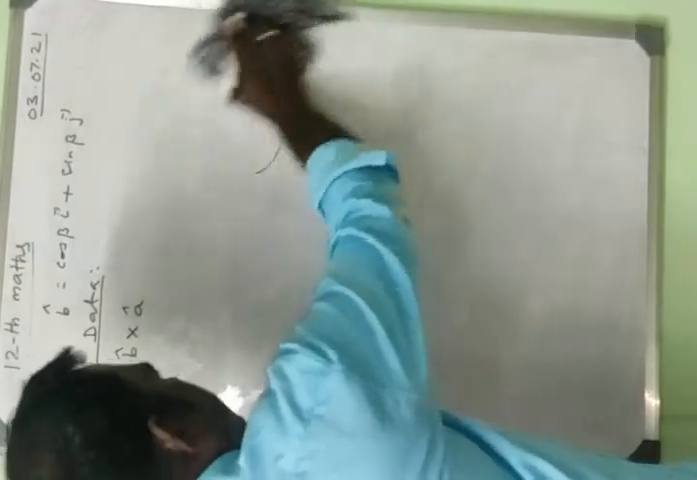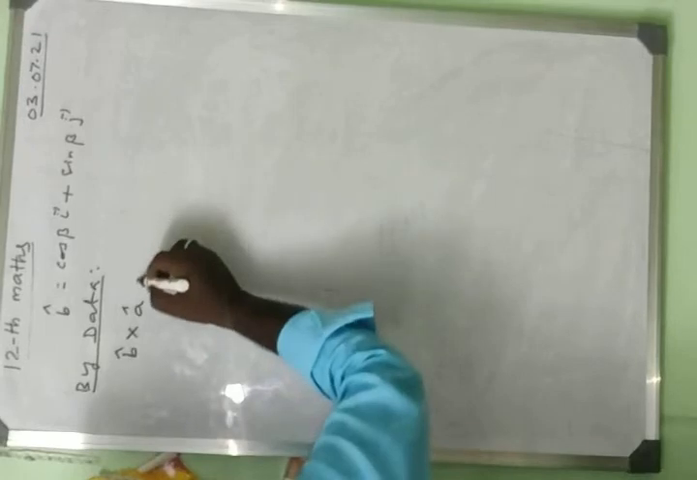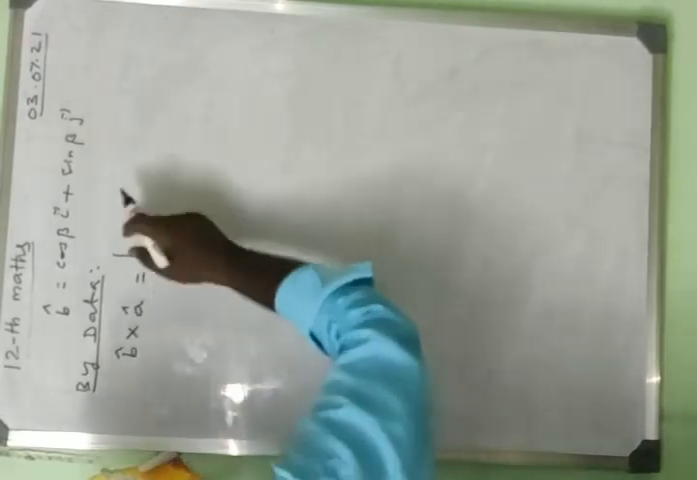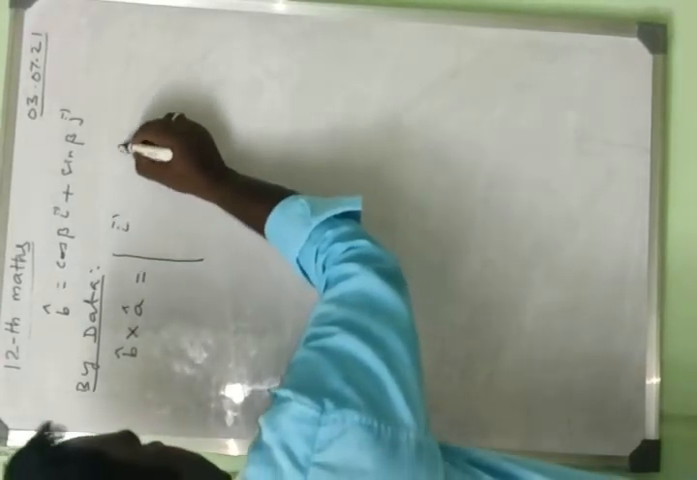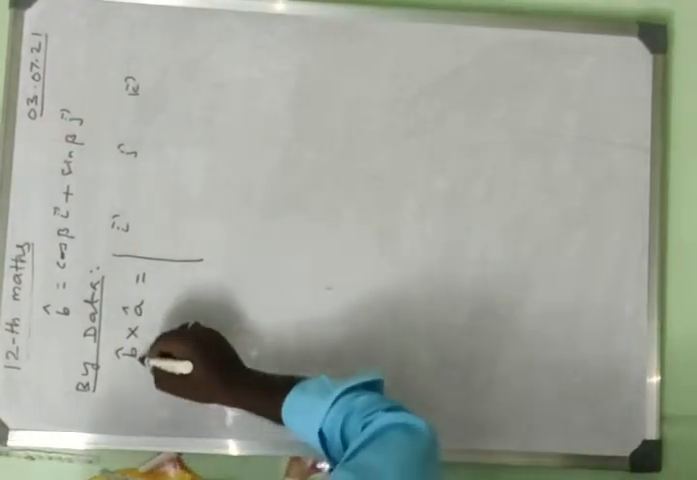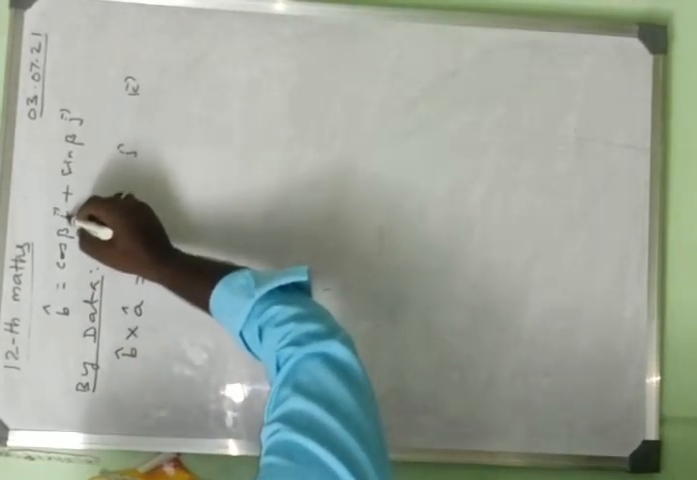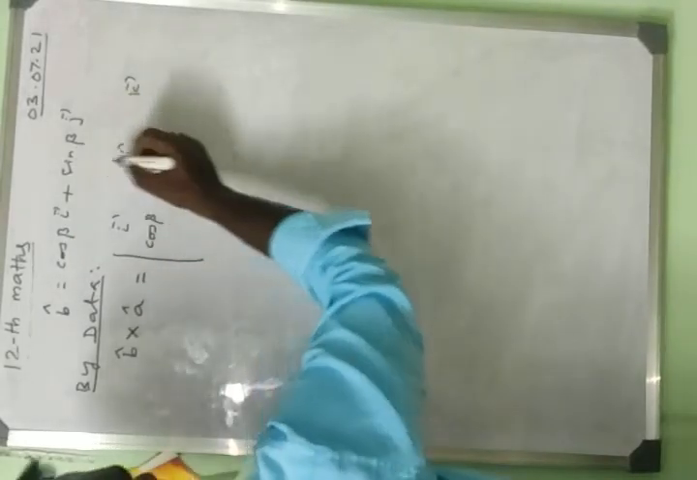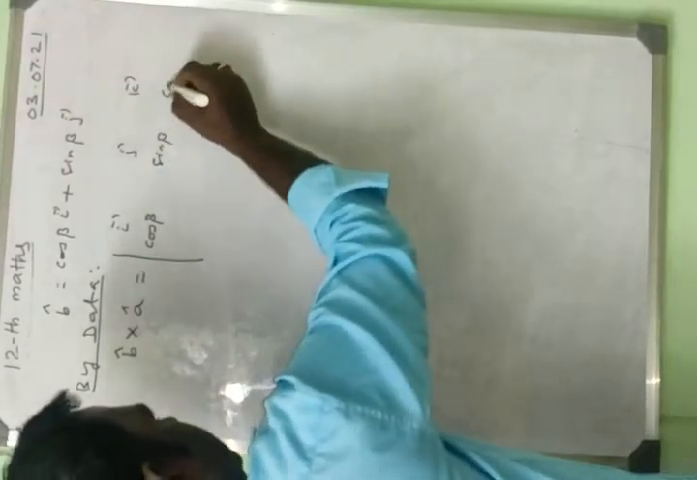Don't forget this one. Cross product means we put the determinant of the two vectors, and we want 3 rows. So first we put vector i, vector j, vector k, like this. First we take cap B: the i coefficient is cos beta, we put cos beta. The j coefficient is sin beta, we put sin beta. K has nothing, so we put 0.